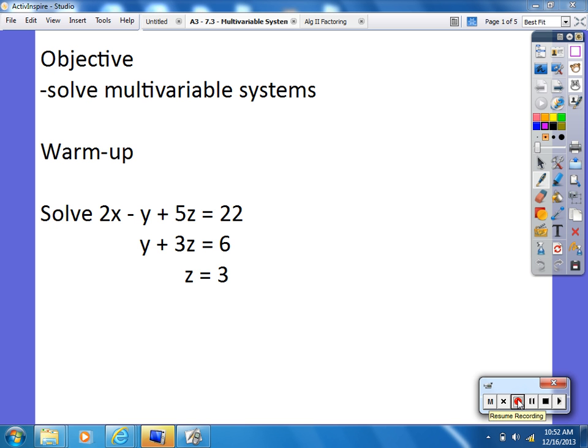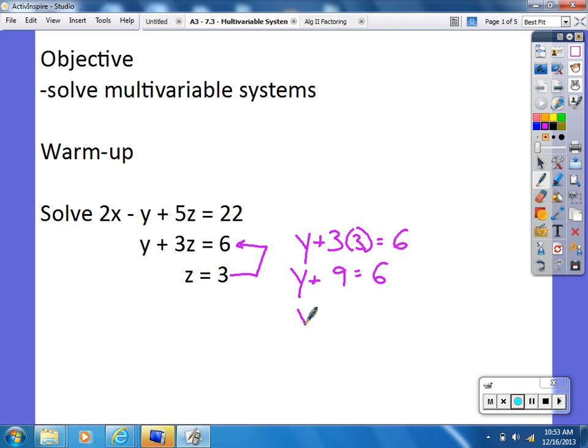Now this one's actually set up in a way that makes it very simple, very quick for us to go ahead and find the other two. Not all of the problems are set up this way. But all I need to do is take the z and plug it into the second equation. So y plus 3 times 3 equals 6. So y plus 9 equals 6. So y is negative 3.